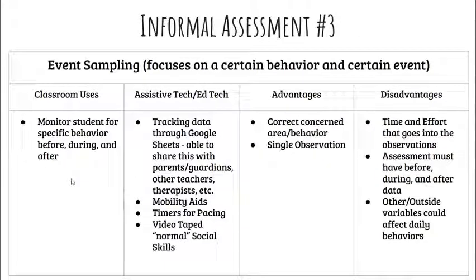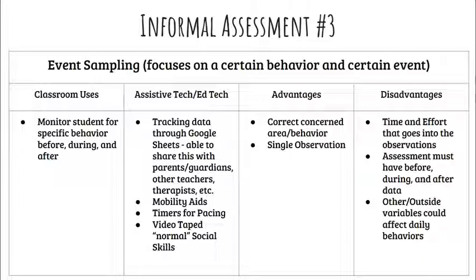The third informal example is event sampling. Event sampling focuses on a certain behavior and a certain event, or when it's actually happening. Classroom uses might be to monitor or observe the student for specific behaviors before, during, or after. Assistive technology might include tracking data through Google Sheets, which is very easy to share with parents, guardians, other teachers, and therapists. Mobility aids would also benefit the student. If you have a student that struggles with pacing, timers would be used as well. And also videotaped normal social skills, so the student can watch them and learn what normal social skills would look like.